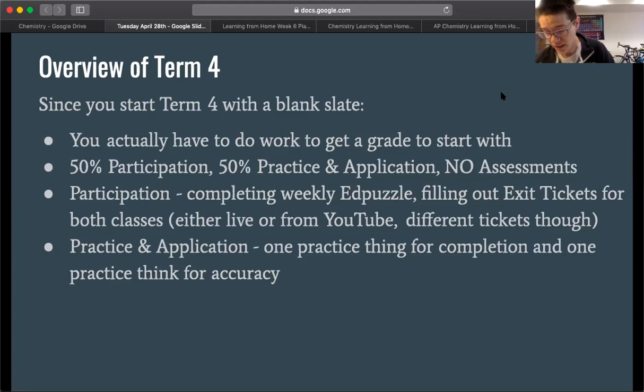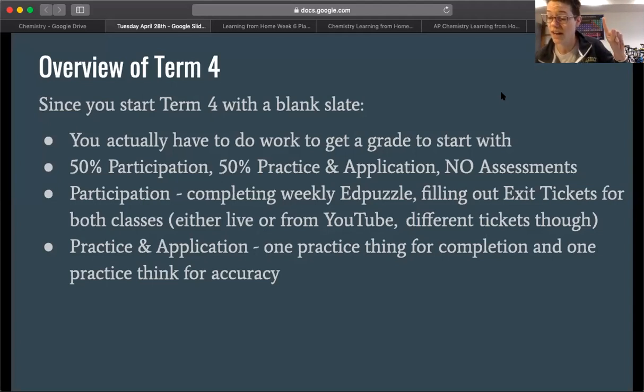Because I know people are in various different places, I'm giving you 2 things for practice and application every week. One of them is a completion grade. You do it to whatever level and it's full credit. The other one is actually graded for accuracy. What that looks like this week is, in Google Classroom, under the practice and application assignment, I had 2 links.